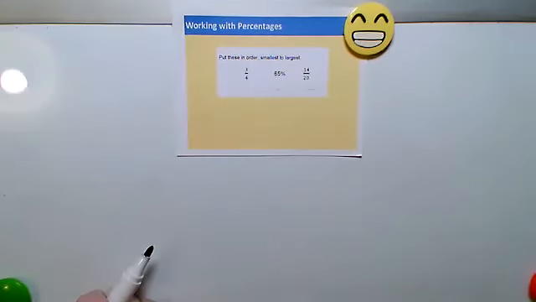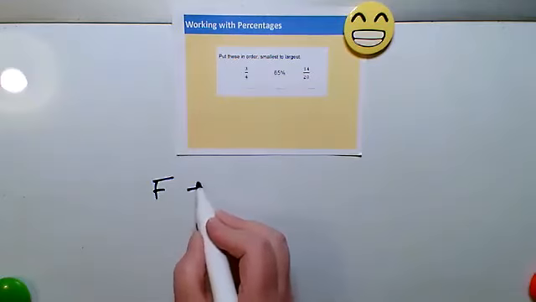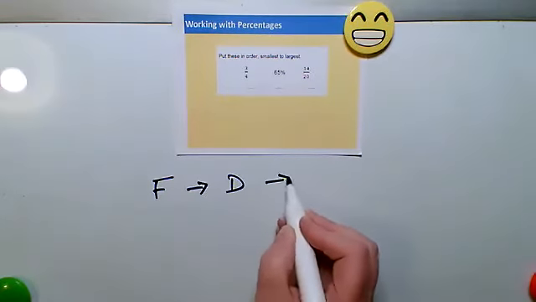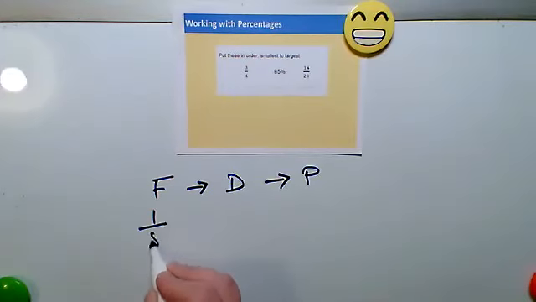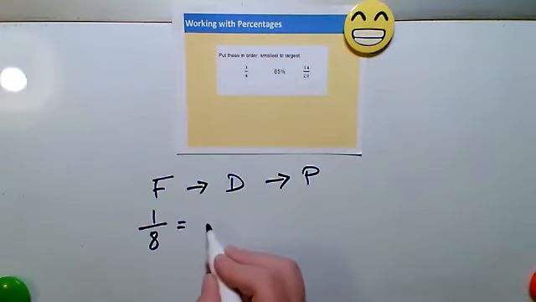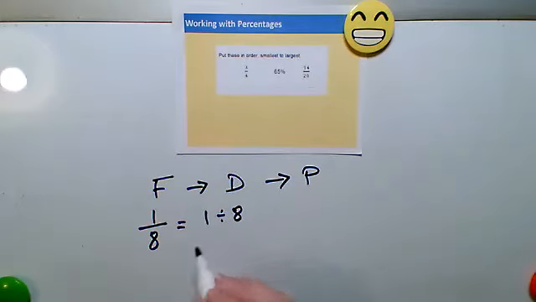Before I go through this question, I'm just going to quickly look at how we can change from a fraction to a decimal to a percentage. I'm going to use as an example the fraction 1/8. So 1/8, this line here means division. So this actually means 1 divided by 8. And I can do that as a calculation.